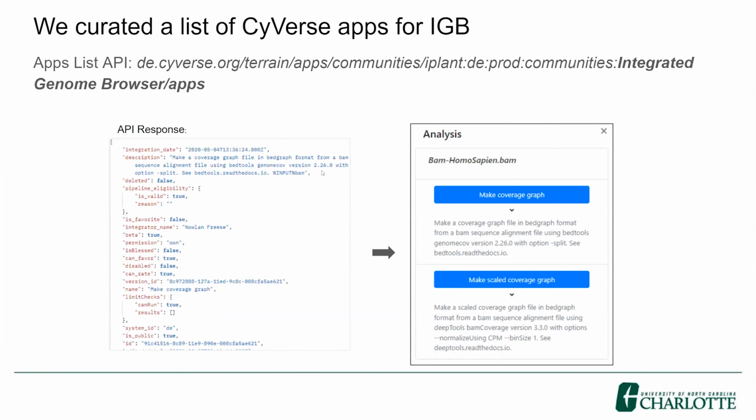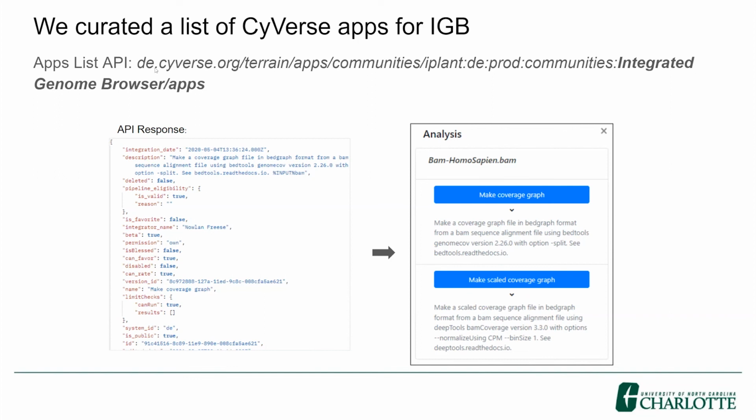Now, one of the important use cases for BioViz Connect is using the apps in CyVerse. So we have a curated list of apps in CyVerse for IGB. What we've done is we created an Integrated Genome Browser community, and we've selected a few apps and mapped those apps to that particular community.